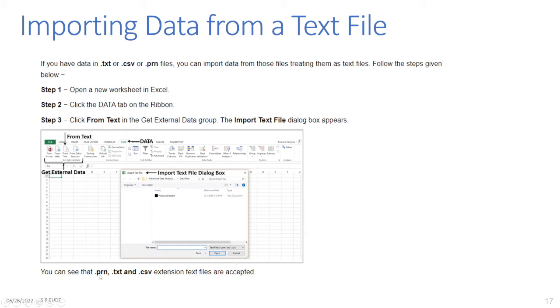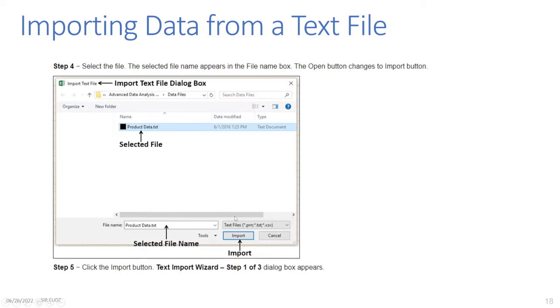You can see that PRN, .txt and .csv extension text files are accepted. Select the file. Let's say, for example, this is the file. The selected file name appears in the File name box. Here, the Open button changes to an Import button. Then click the Import button.